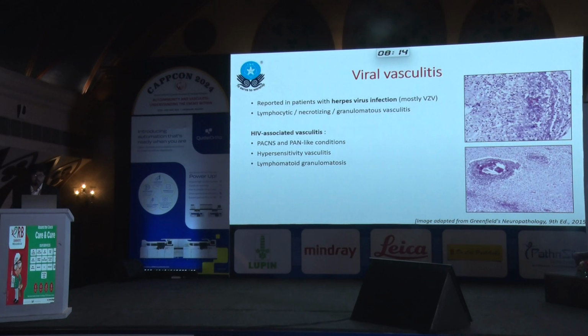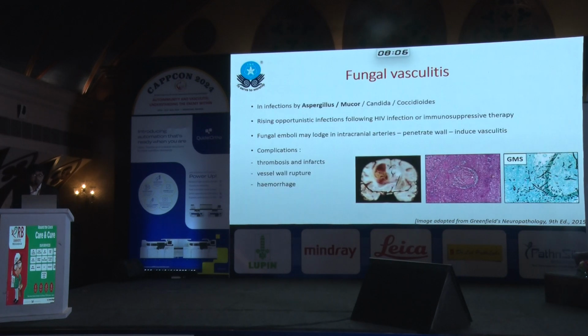HIV can be associated with certain types of vasculitis, such as PACNS and PAN-like conditions, hypersensitivity vasculitis, or lymphomatoid granulomatosis. Vasculitis is quite common in infections due to Aspergillus, Mucor, and Candida. Fungal emboli may lodge in intracranial arteries, penetrate the wall, and induce vasculitis. Complications include thrombosis and infarcts, vessel wall rupture secondary to aneurysm, and hemorrhage.